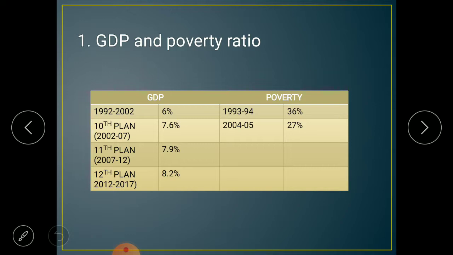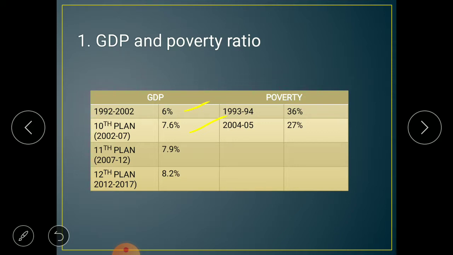Now let us see what is the effect of globalization on Indian economy's GDP in 1992 to 2002. This is the time period when we have adopted LPG policy. At that period of time, our GDP was 6%. Then it increased to 7.6%. It is a good impact, though it is a very nominal or marginal increase, that is of 1.6%. And that increase happened during the 10th 5-year plan. The duration of 10th 5-year plan is 2002 to 2007.